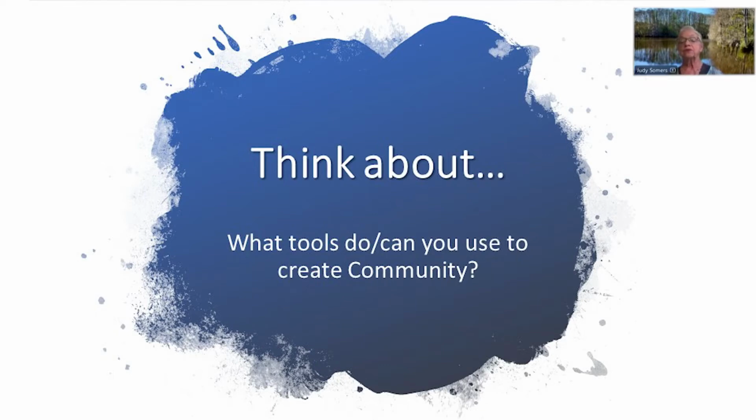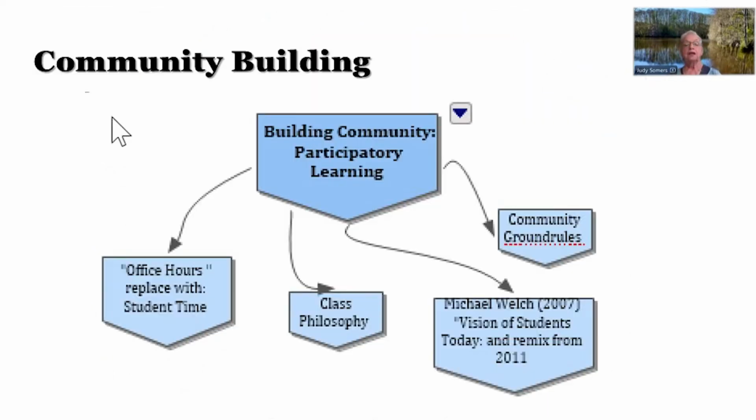There's a lot of others, and I'm going to make a note to myself to make sure that I provide you with lists of some of those. Community building is really an important part of any class, any course, but it happens pretty much organically in a face-to-face course, and it needs to be built in with intent in an online course. But it's fairly easy to do, and it's also referred to as participatory learning.